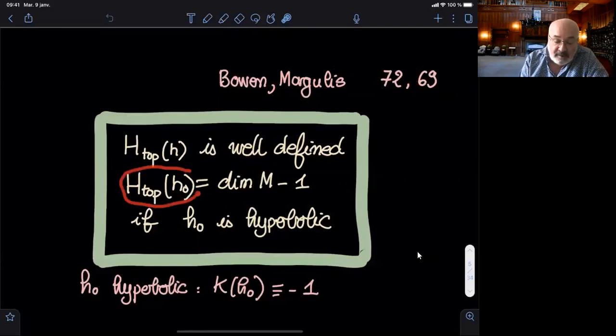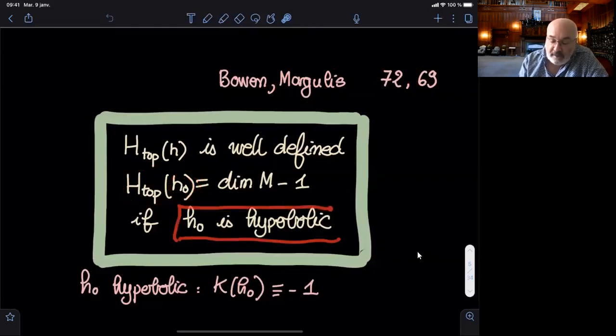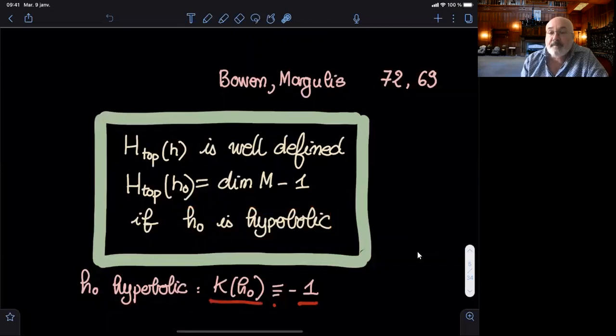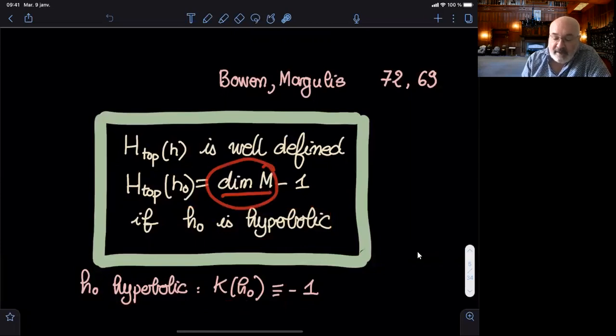And the other thing that you have is an exact computation of what the topological entropy is when the metric is hyperbolic. So I'm going to use the standard definition that the metric is hyperbolic if its curvature is constant and equal to -1. Okay. So if you have a hyperbolic metric, you know that you are a quotient of the hyperbolic space of dimension n. So the result for a hyperbolic metric is that the topological entropy is precisely equal to the dimension of M minus 1. So for instance, for surfaces, it is 1. For 3-manifolds, it is 2.